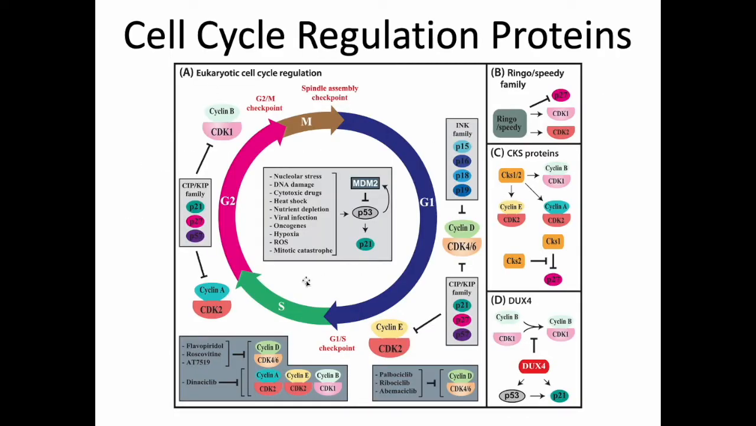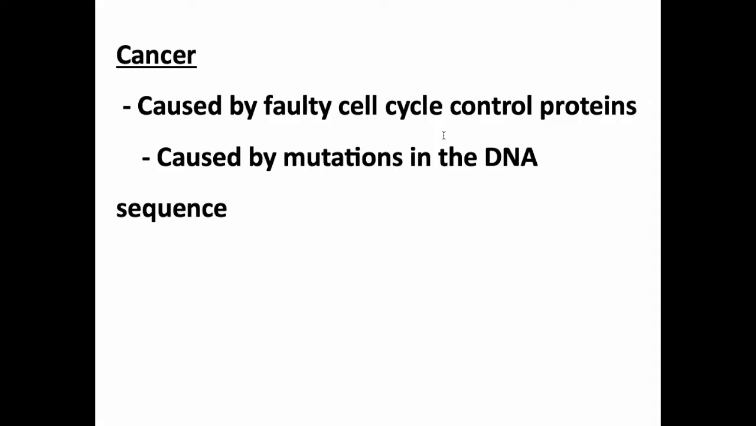Every single protein we talk about in this entire course comes from a gene. It has to have a blueprint. There's a gene for cyclin A, there's a gene for CDK2, there's a gene for DUX4, there's a gene for all these things. If the blueprint for cyclin A gets screwed up, every single cyclin A protein that the cell makes is going to be screwed up. So these faulty cell cycle control proteins are caused by mutations in their genes, mutations in the DNA sequence.